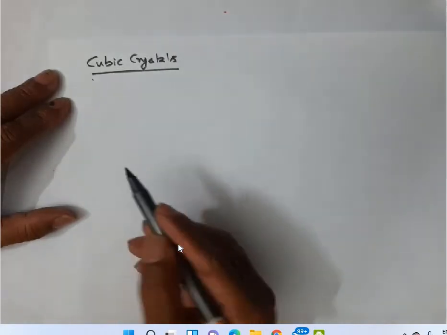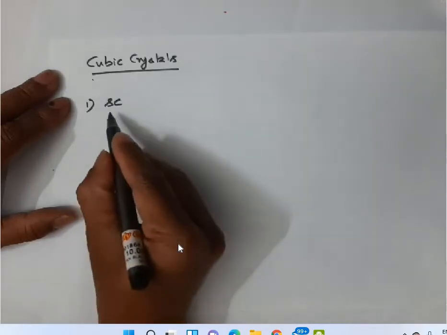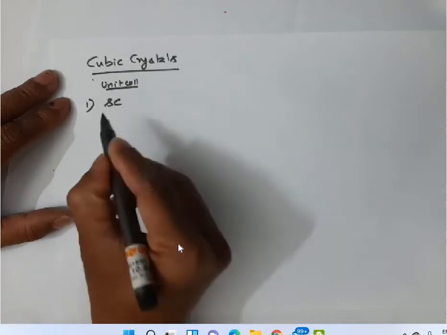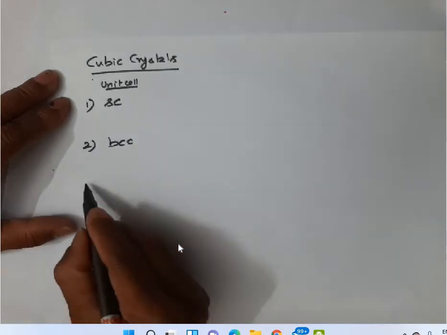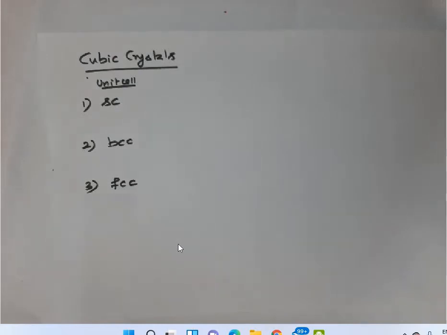In cubic crystals, we have three types: simple cubic crystal, which contains simple cubic unit cell. Let me write here unit cell. So what is the unit cell present? Simple cubic unit cell, body-centered cubic unit cell, and face-centered cubic unit cell. In cubic crystals, we have three types of crystals: crystal containing simple cubic unit cell, crystal containing body-centered cubic unit cell, and crystal containing face-centered cubic unit cell. We have only three types of cubic crystals, right?